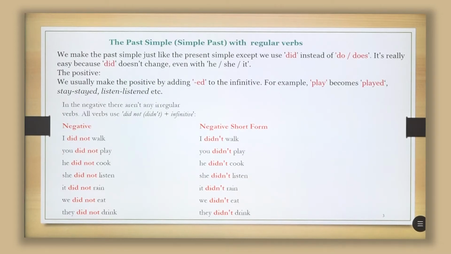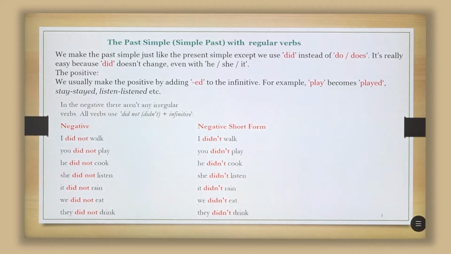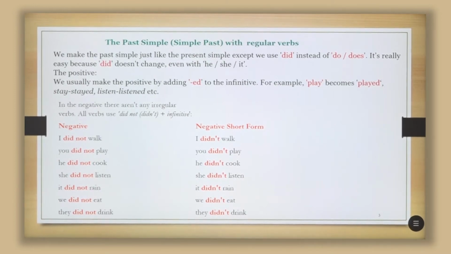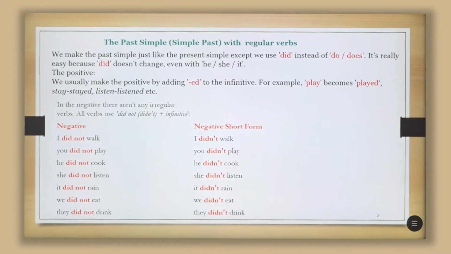Okay, the past simple, you can also call it simple past, is the same with regular verbs. We make the past simple just like the present simple, except we use did instead of do or does. It's really easy because did doesn't change even with he, she, or it. It remains the same. So the positive form is, we usually make the positive by adding ed to the infinitive. For example, play becomes played, stay, stayed, listen, listened, etc.